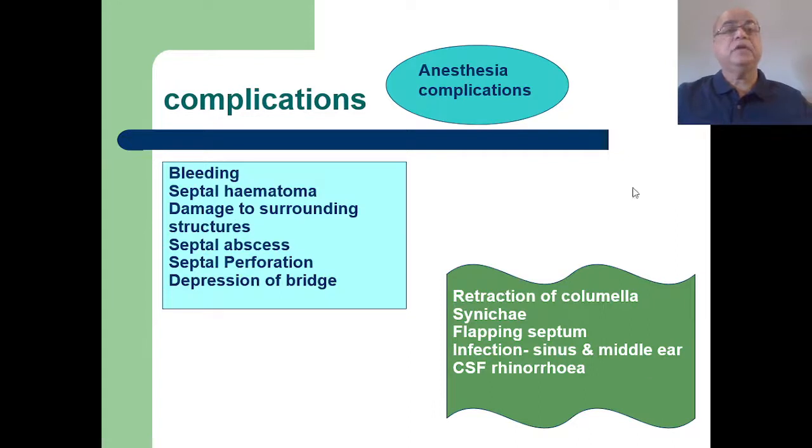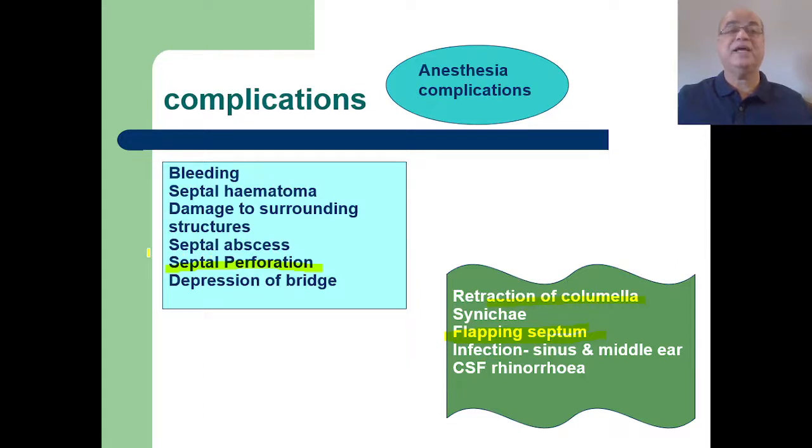For example, septal perforation, less chances, because in SMR there is no cartilage in between two mucosal flaps, while here most of the septal cartilage will be retained. So less chances of septal perforation. Flapping septum, very less chances in a septoplasty, because again there is cartilage in between. Similarly, retraction of columella, the chances are less.